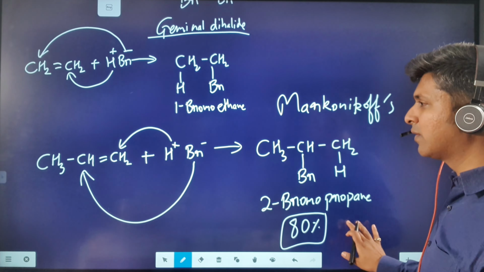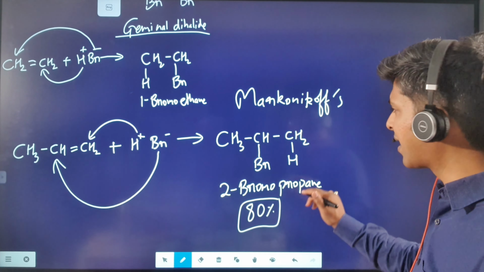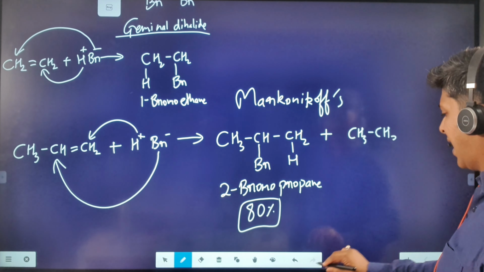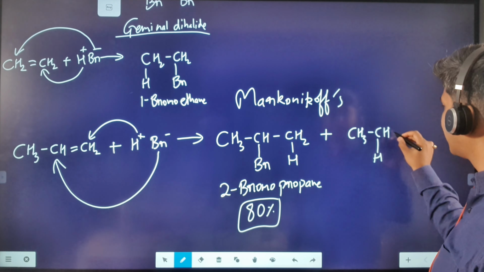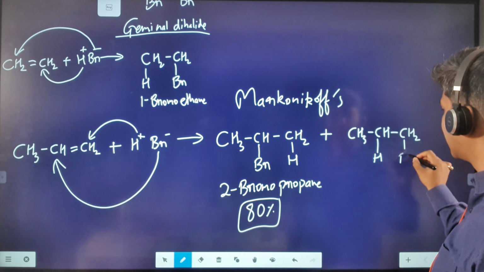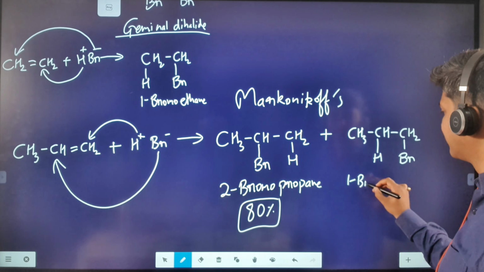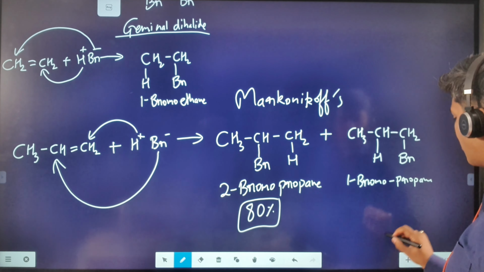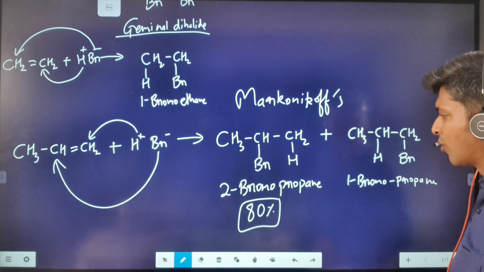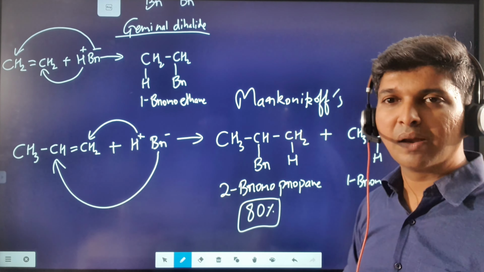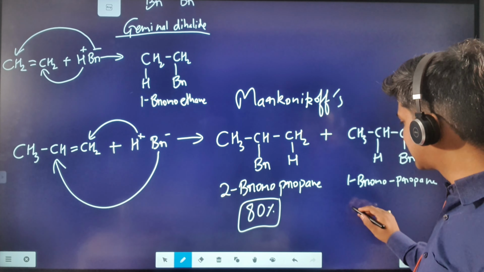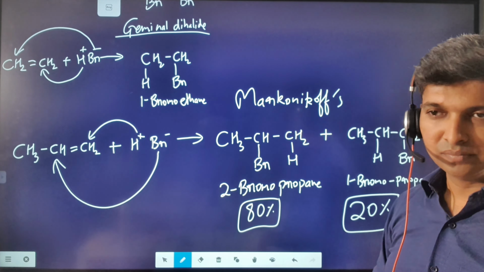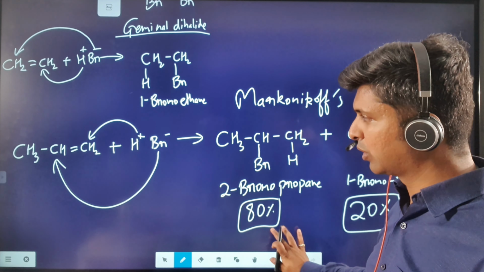Similarly, 80% of the molecules are following Markovnikov's rule, and 20% of the molecules will disobey Markovnikov's rule, and in that, the positive part will get attached to the carbon having least number of hydrogens, and the negative part will get attached to the carbon having more number of hydrogens, resulting in 1-bromopropane. Okay, 1-bromopropane. Here you got 2-bromopropane, here you are getting 1-bromopropane. Okay, and that's just the 20% of the product. So 80-20 rule for Markovnikov's.